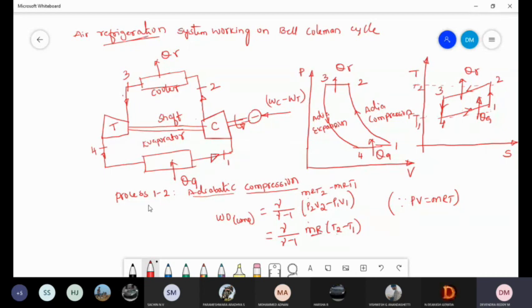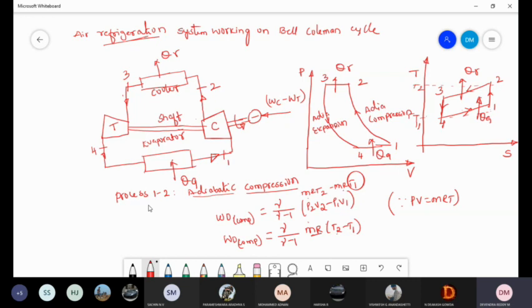You can understand, right? Any doubt in this part? Where exactly I am substituting PV with MRT: if it is P2 V2 it means T2, because M and R are constants, and P1 V1 I can take as T1. Both MR I have taken as common factor outside, T2 minus T1. This entire equation in terms of pressure I can convert in terms of temperature. This is the work done by the compressor in adiabatic compression in the first stage.